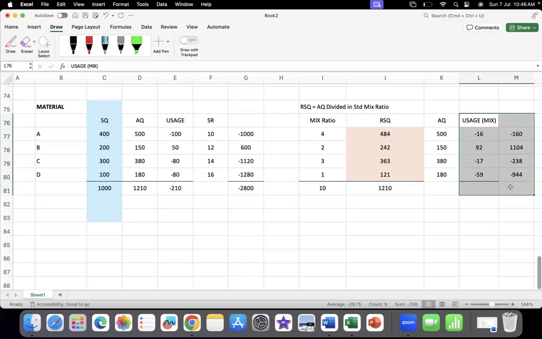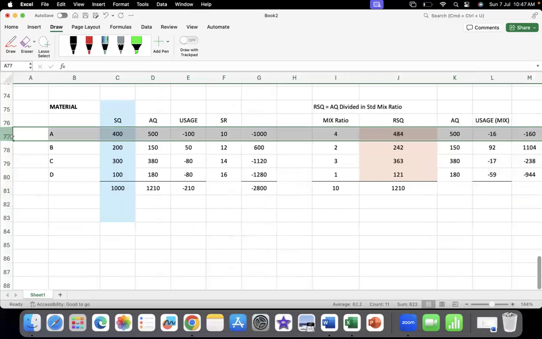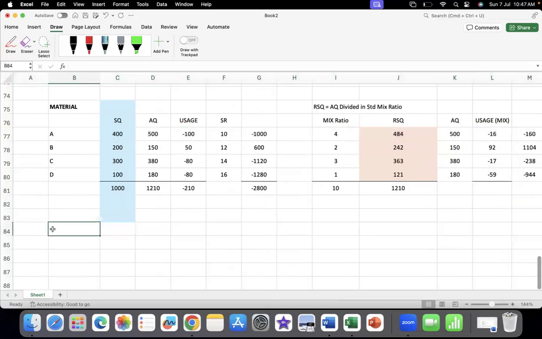And the same thing applies for the yield variance as well, wherein the yield, that is the hours required for each of the material based on the actuals, would again be calculated in the same way. So this is a bit of a third level thing.